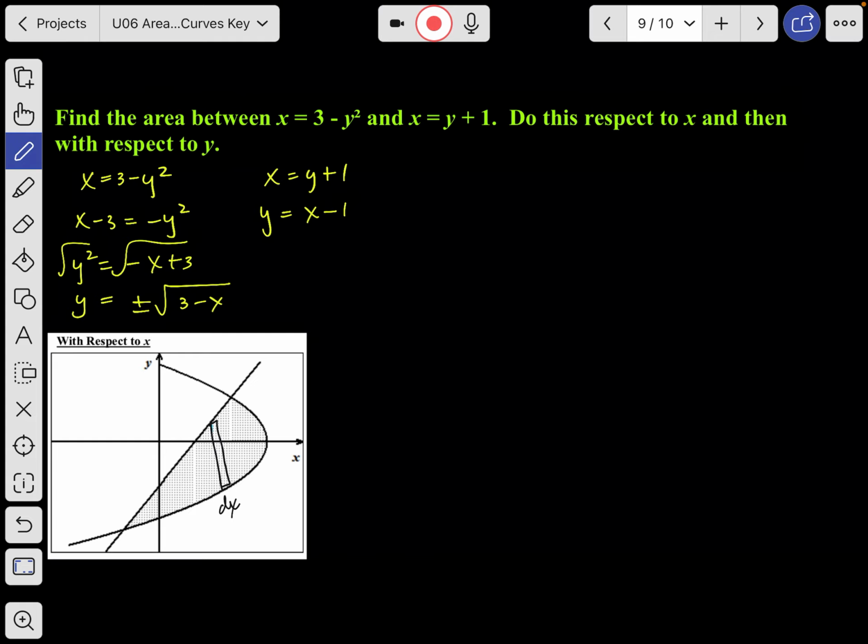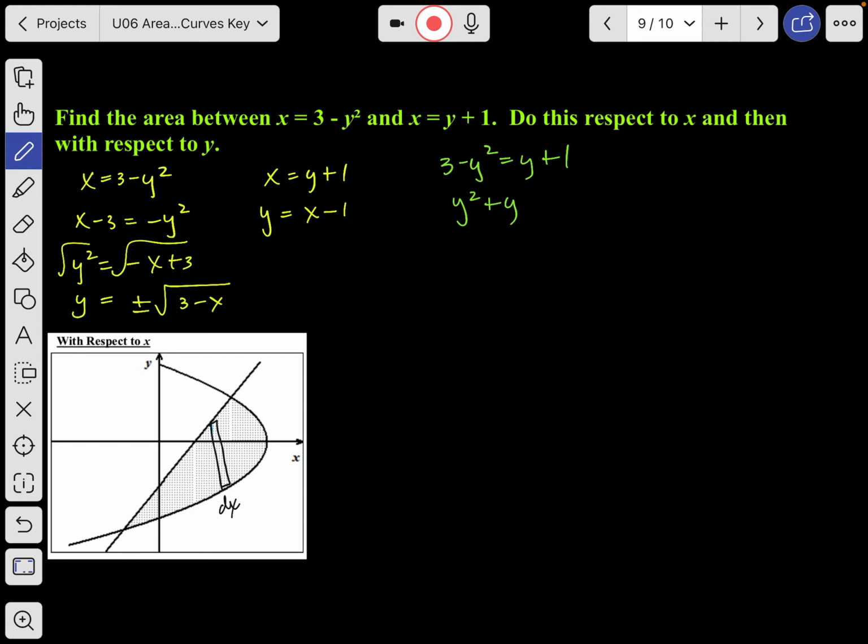Okay, so we need to find the intersections. So let's do that next. So let's see, 3 minus y squared is equal to y plus 1. And move everything to the right.